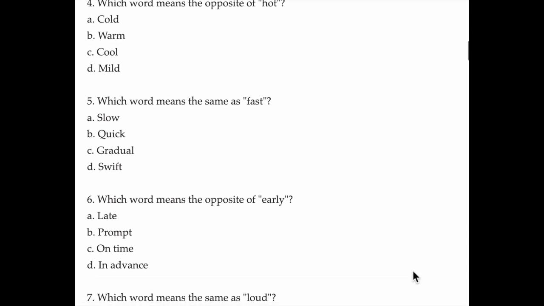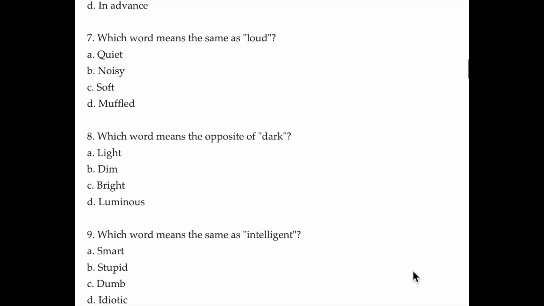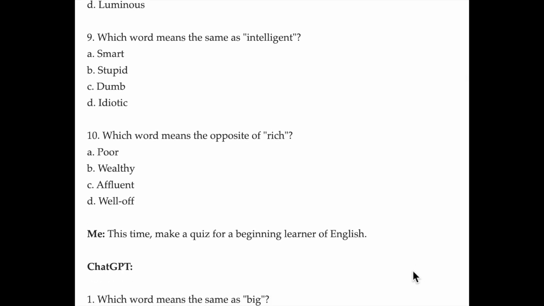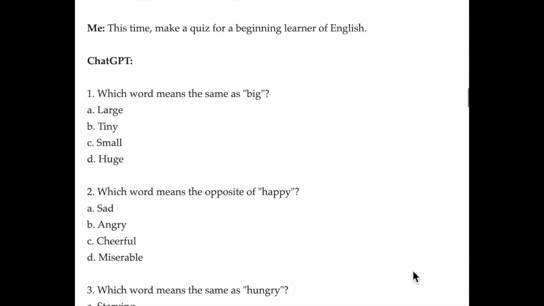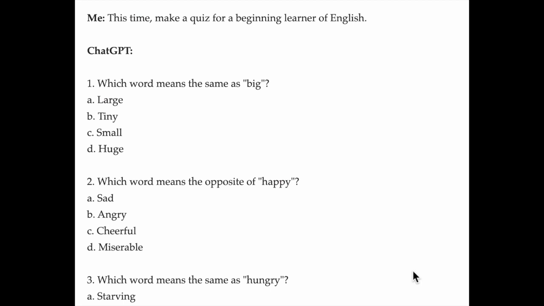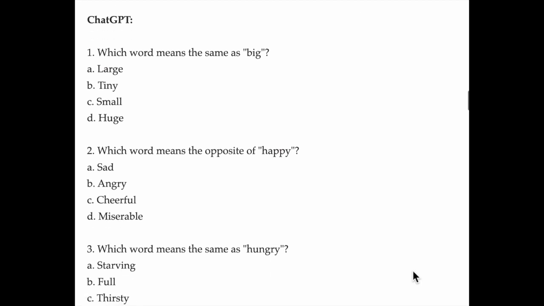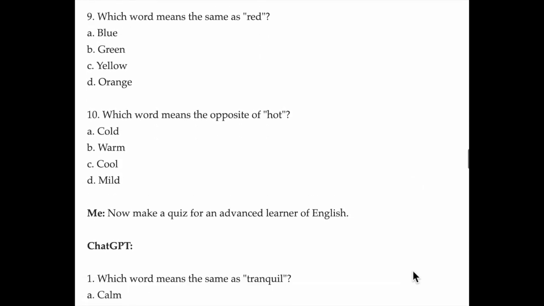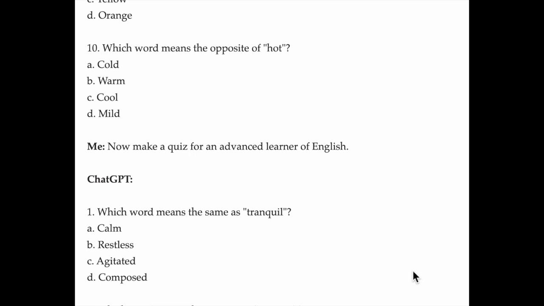And looking through the rest of them, number five: which word means the same as fast? Well, we have both quick and swift as answers. So it looks like a quiz and seems reasonable. The words at least fall into the same semantic categories, but it isn't able to narrow down the answers to just one correct answer. Then I did the same thing, making a quiz for a beginning learner of English, and some of the words are the same, actually. But these are all very basic words that it comes up with. So it does seem to have some grasp of the level of vocabulary.